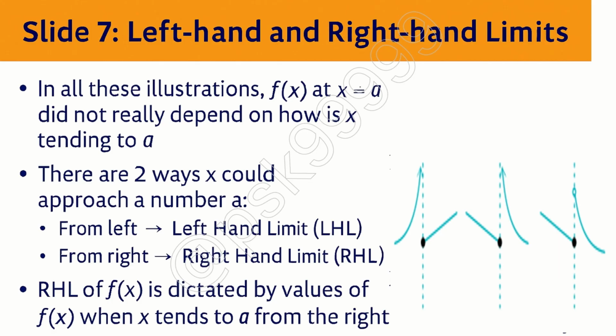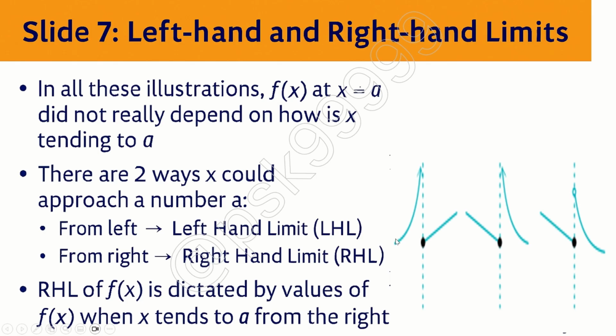It does not depend on what the limit value is, correct? The limit value need not depend on the value of the function at that point. The function value at that point may be different, but the LHL and RHL, the left hand limit and right hand limit, are pointing to a different value other than f of a. So the function definition does not depend on your LHL and RHL values. It can be absolutely different. If you see these graphs, you will understand.